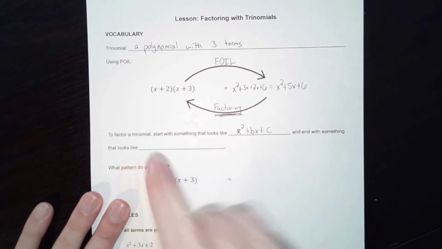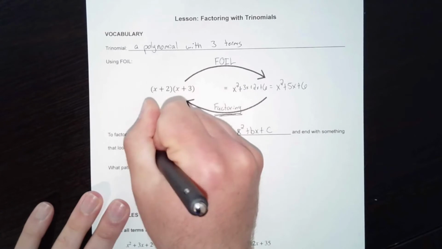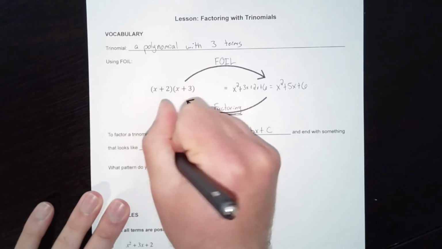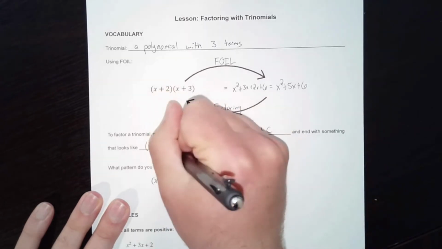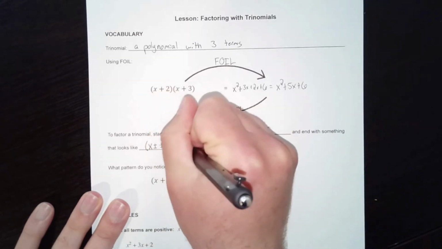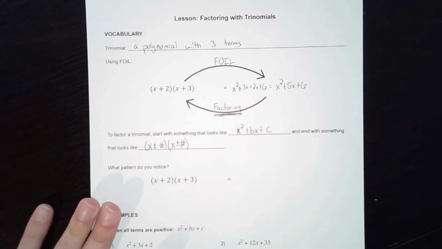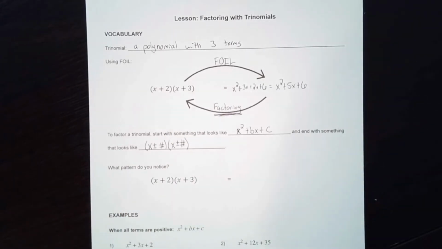And then we're going to end with something that looks like two binomials. So it's going to be x with some number that comes after it, but it could be either a plus or a minus in the middle. And then same thing in the second one, x plus or minus some number. And I don't necessarily know what those numbers are quite yet.